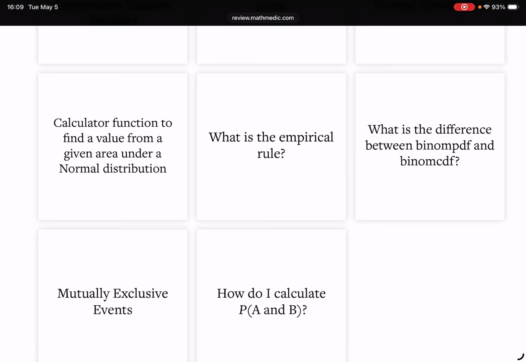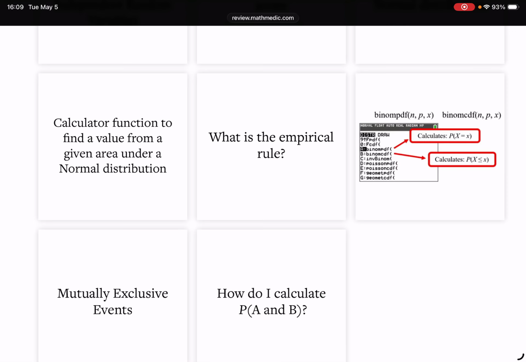What is the difference between binomial PDF and binomial CDF? Okay, the only difference, and this is a good visual for the calculator, but the only difference on Desmos is it tells you which region we're looking at. So if it is a PDF, then it's going to equal that probability. If it's a CDF, then we're going to have some sort of inequality. We're going to have greater than or less than.